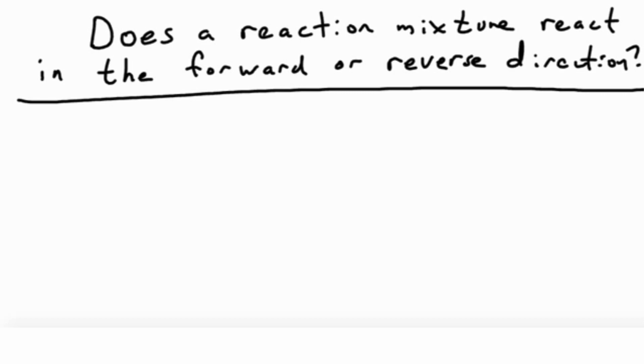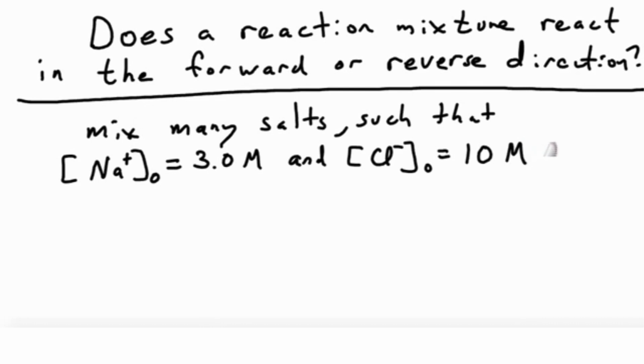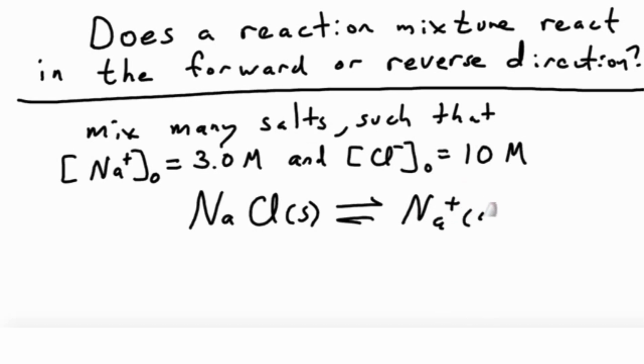So let's use an example here. Let's imagine that we mix some salts. Okay, so we mix a bunch of salts, we dissolve them in water, and at least initially, the concentration of dissolved sodium and dissolved chloride is 10 molar. And we're interested in this reaction. We're interested in the dissolving of sodium chloride solid to form the aqueous ions.